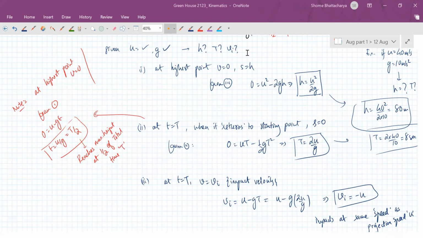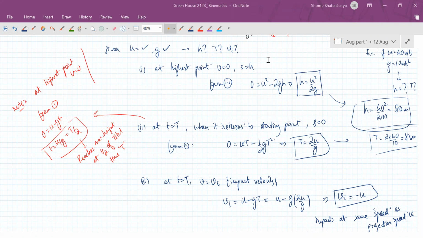Sir, in that third point, the impact velocity is the velocity of the total journey, right? It is the velocity at the end of the total journey. Like at the instant when it has finished the journey. It's just about to finish. When it reaches a maximum height and when it falls, so that will give us this impact velocity.